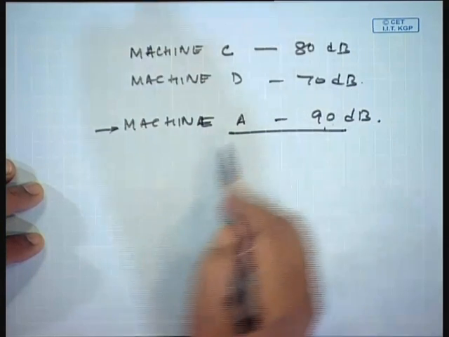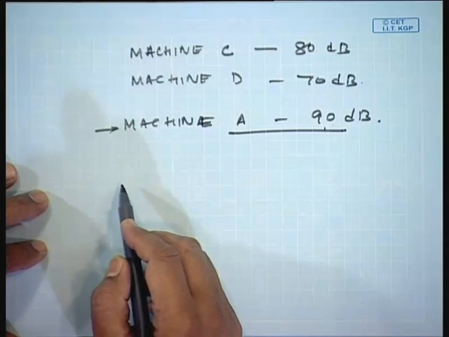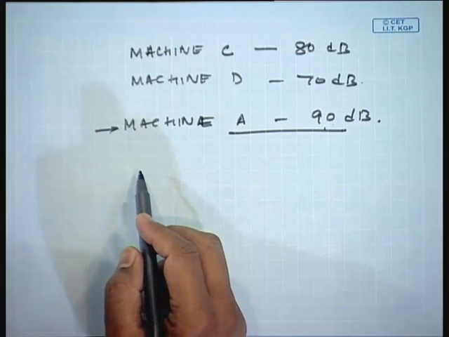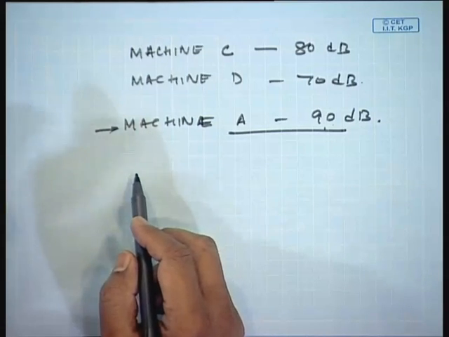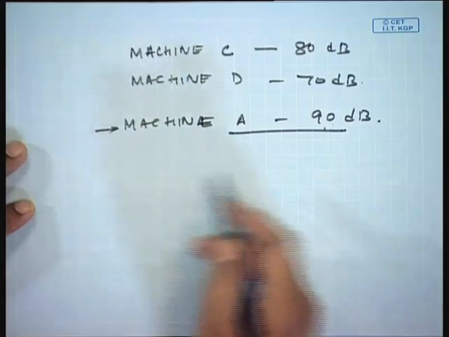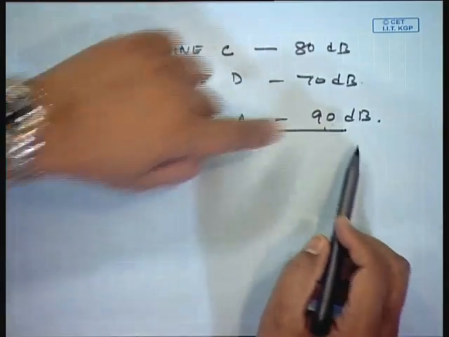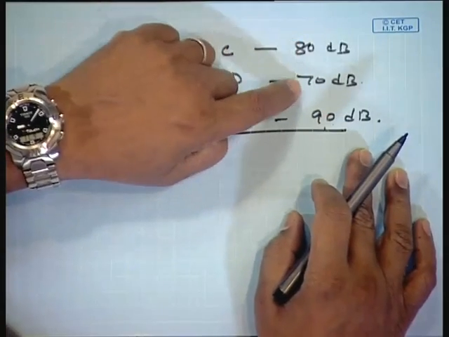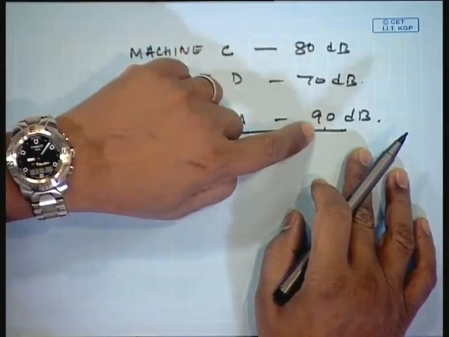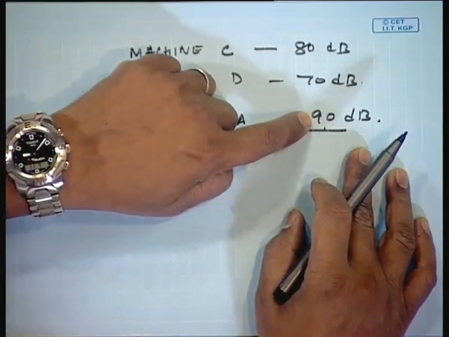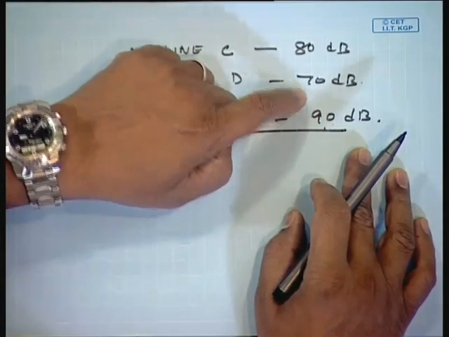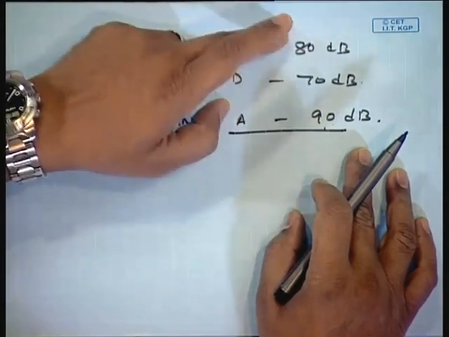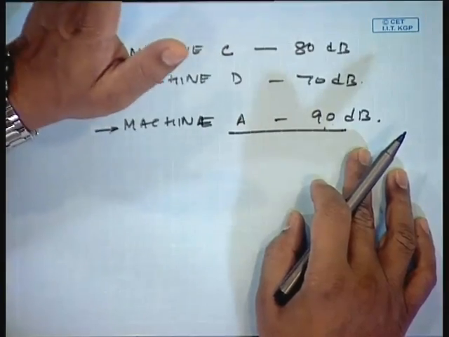So, the presence of a machine with a level 10 dB less does not affect the overall level. For example, if there is a 90 dB machine, an 80 dB or a 70 dB presence is not going to affect the overall value of this 90 dB. But if there is 90 and 90, or 90 and 85, I need to get worried. Anything 10 less, like 90 minus 70, 90 minus 80, 90 minus 60, I need not worry.